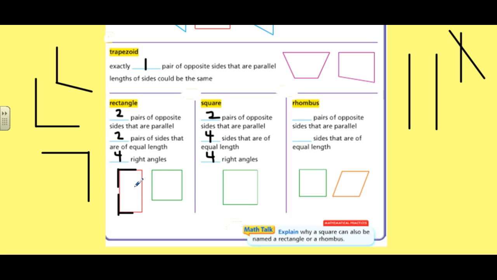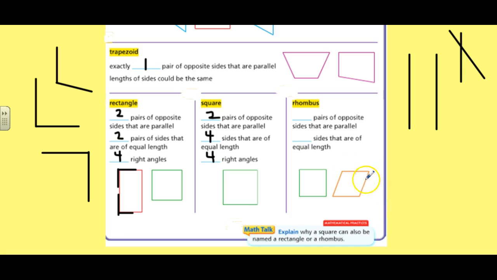But you cannot name a rectangle a square because a rectangle does not have 4 sides that are all the same length. So a square can be a rectangle, but a rectangle cannot be a square. You might want to go home and ask your mom and dad that and see if they can figure it out. Okay, now the last one we're going to move on to is a rhombus.